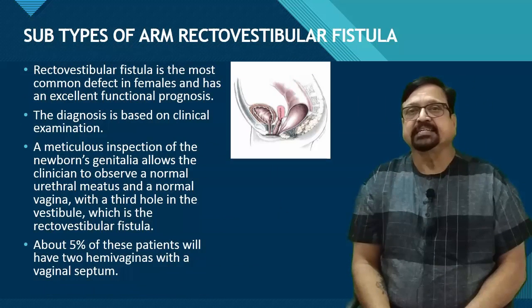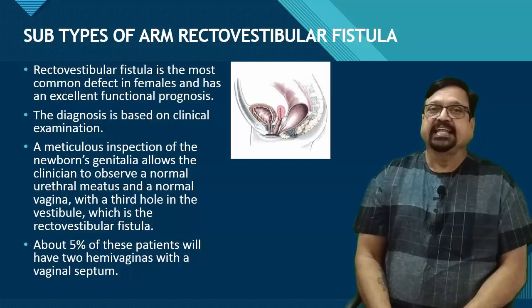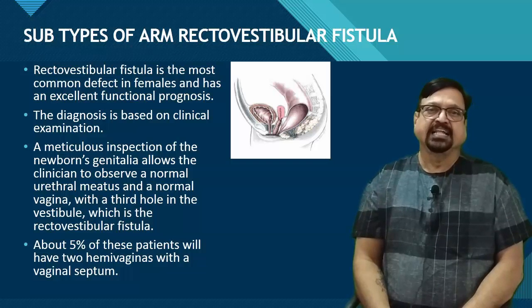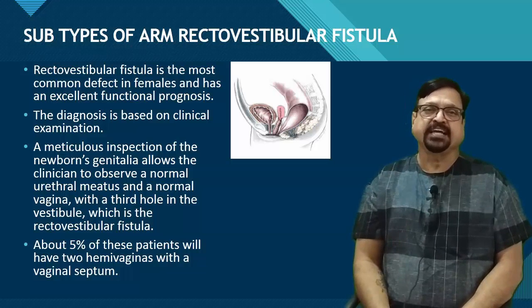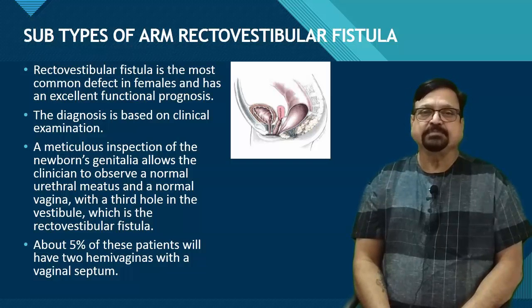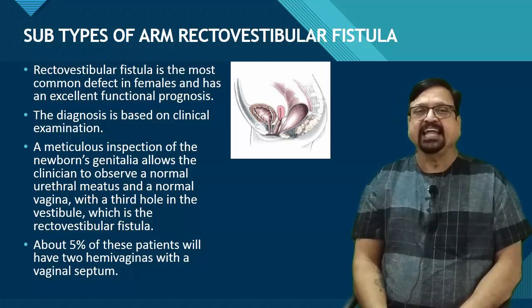Now, what are the types of ARM, that is rectovestibular fistulas? A rectovestibular fistula is the most common defect in females and has an excellent functional prognosis. The diagnosis is based on clinical examination. Meticulous inspection of the newborn genitalia allows the clinician to observe a normal urethral meatus and a normal vagina with a third hole in the vestibule, which is the rectovestibular fistula. About 5% of these patients will have a septate vagina.